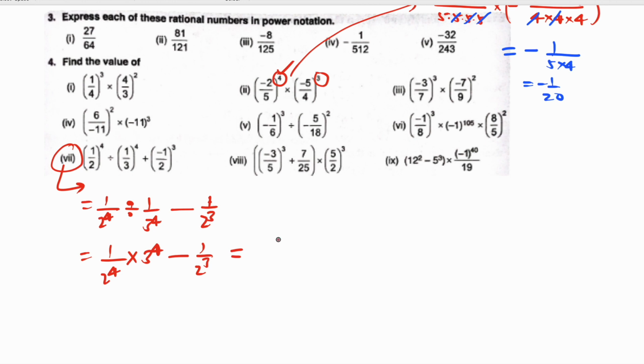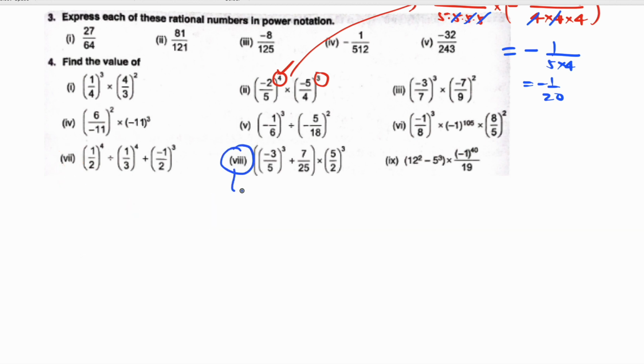Now this is 3 to the power 4 upon 2 to the power 4 minus, this can be written as 2 upon 2 to the power 4. We multiply numerator and denominator by 2. So 3 to the power 4 is 81 minus 2. Same denominator. We take the LCM 2 to the power 4. So this is the answer, that is 79 divided by 16.